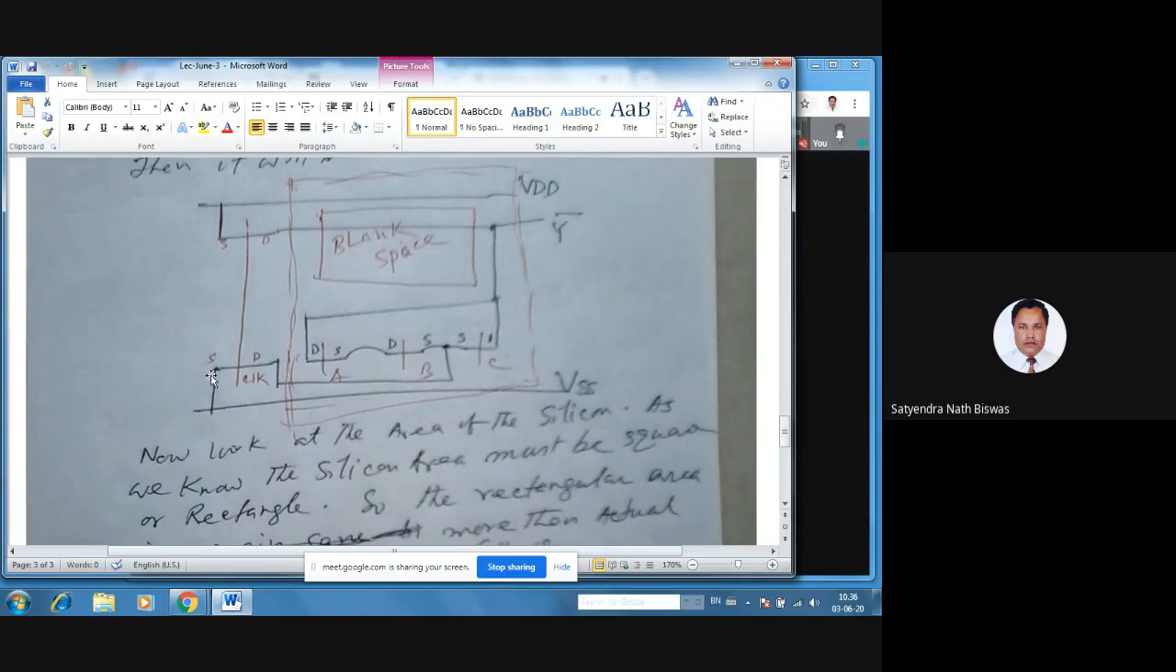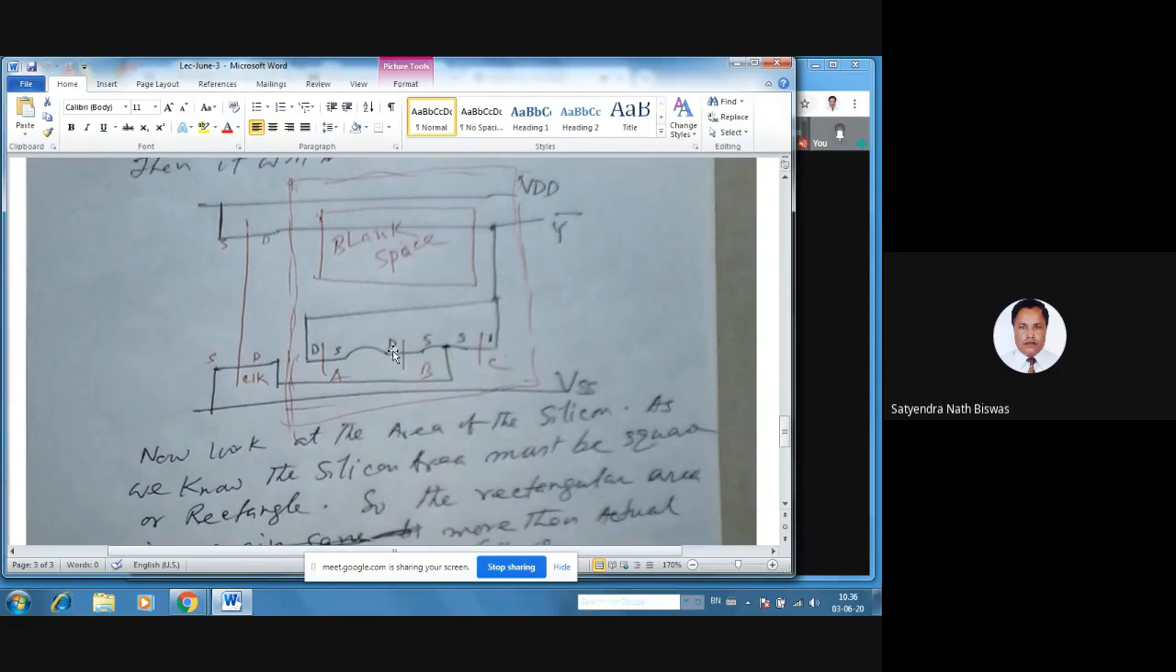The source of the NMOS will be connected to VSS. No, this is a clock. The source of the clock NMOS will be connected to VSS, and the drain will be connected to the junction point of B and C here. So it's connecting here. Both are source, so the other side is drain. This side drain and this side drain.